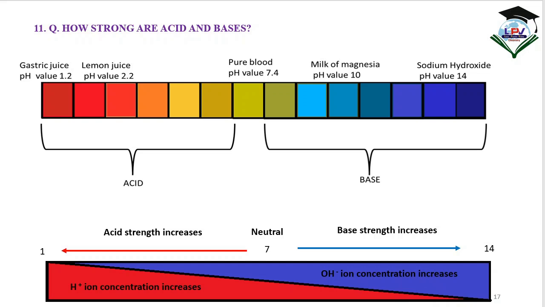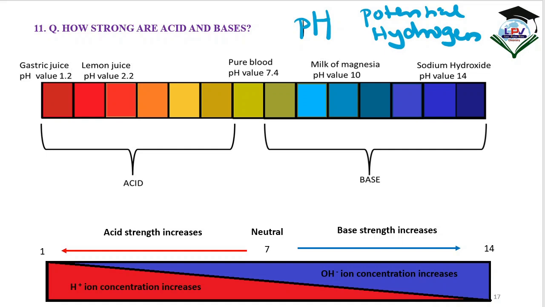Now you know that there is the pH chart. The pH chart is nothing but a colorful chart. The pH is written with a small p and a capital H. It is known as potential or power of hydrogen. What does it mean? H plus ion concentration is measured.